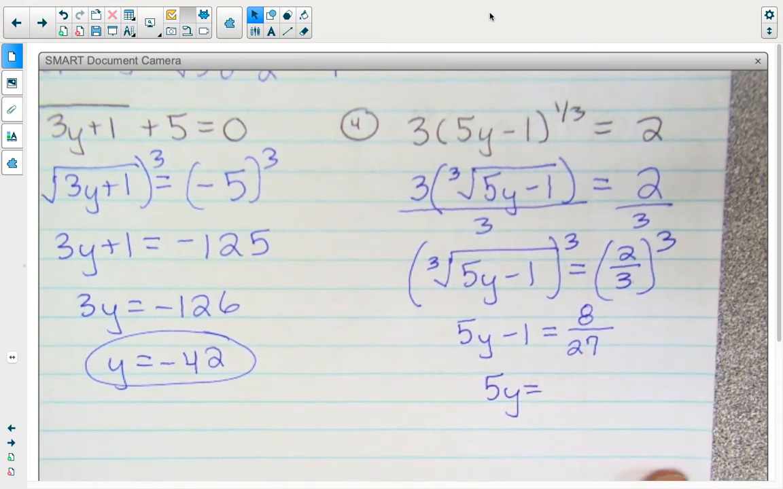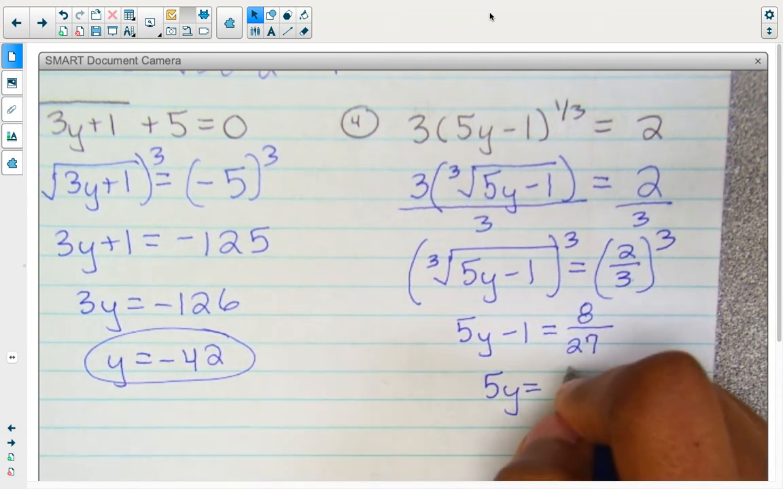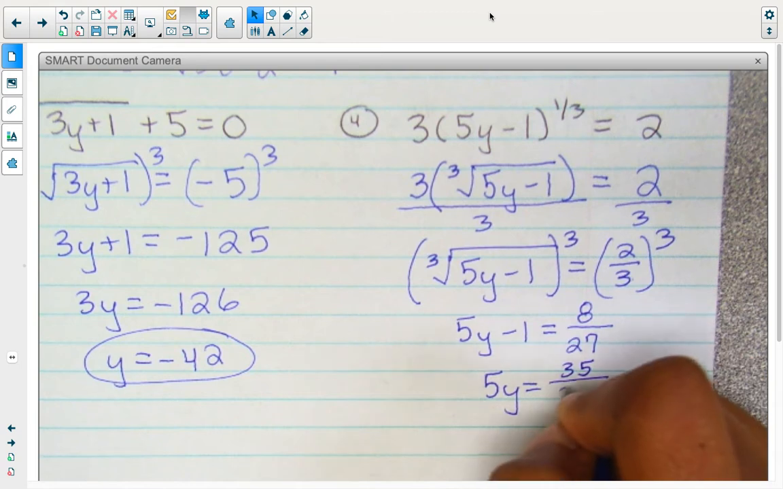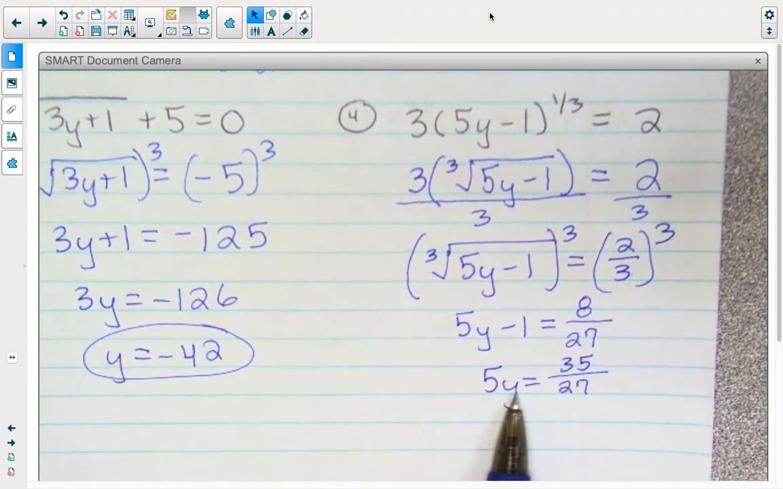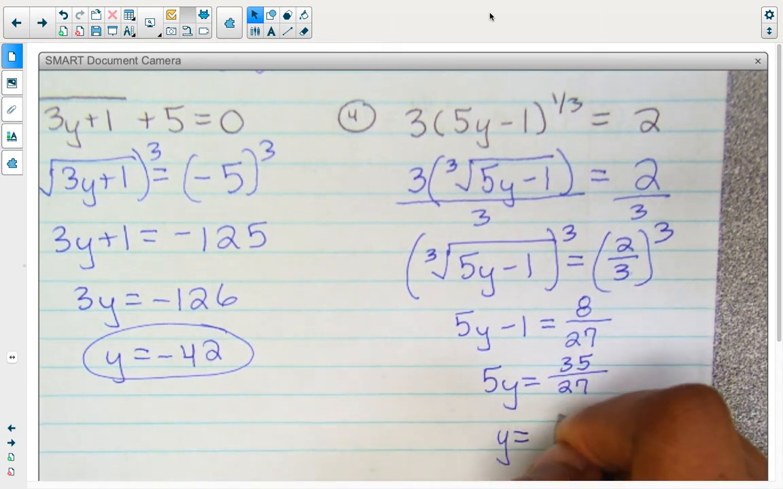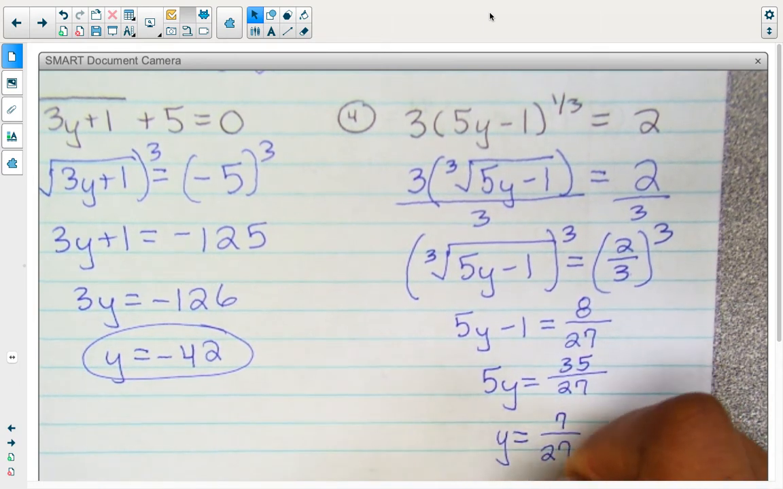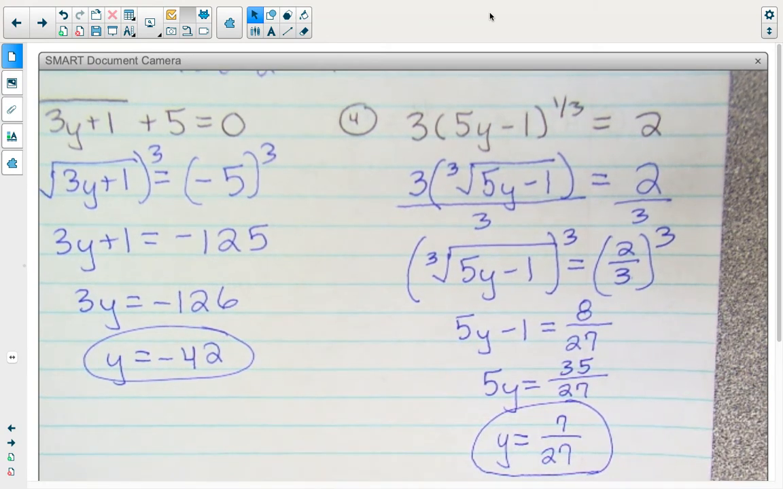Again, it's going to get kind of messy. We got fractions, but we got a calculator. Add 1, add 1. That's going to give me 35/27. And last but not least, the opposite of multiplying by 5 is to divide by 5. So it does get a little messy, but you can use Desmos to help you with your numbers and your calculations with the fractions.